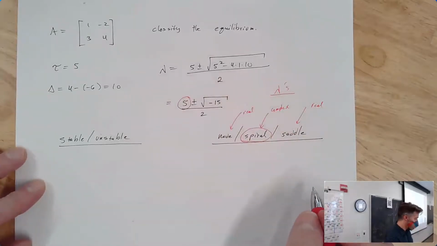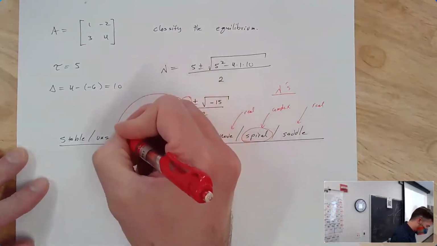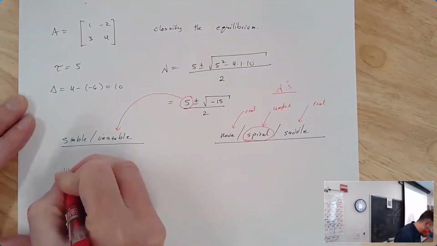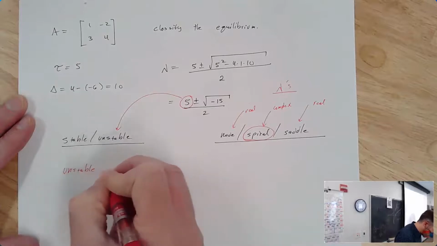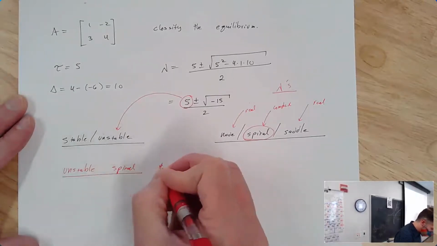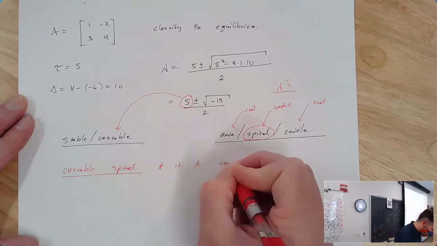Since it's positive, it's unstable. Just like if both the eigenvalues were positive, it would be unstable. Right? So this real part being positive or the eigenvalues being positive both lead to instability. It's just one means you have a spiral, one means you have a node. So we have an unstable spiral once again. And once again, it is counterclockwise.